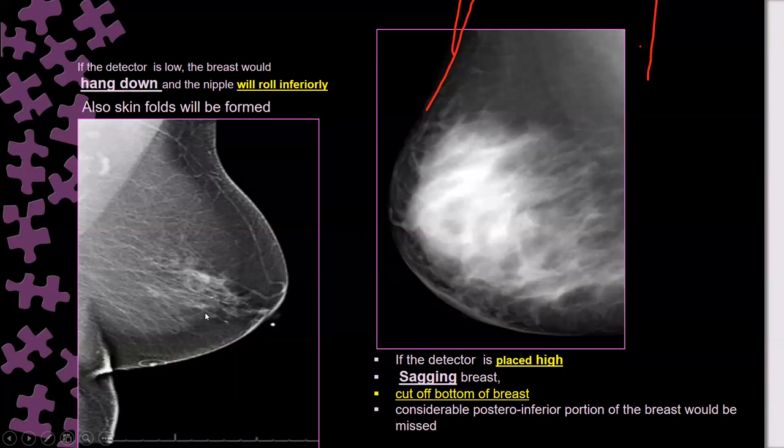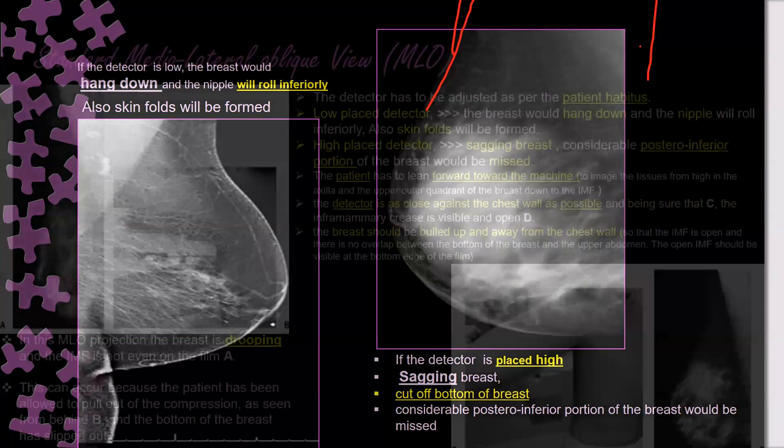Here I expect the image receptor to be a little bit low, not adjusted properly. The image receptor is low, that is why the breast is hung. This is the reverse. The image receptor is too high, so the image shows sagging, and by cutting the posterior inferior portion, we could not see the inframammary fold. This is related to the position or placing of the image receptor.